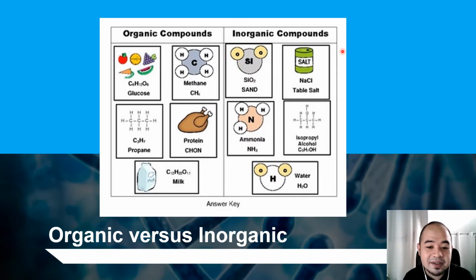How about inorganic compounds? We have here the sand, NaCl, ammonia. How about isopropyl alcohol? Can you see the interaction between carbon and hydrogen there? Definitely, this is organic, but this is categorized under inorganic compounds. So, that's wrong.